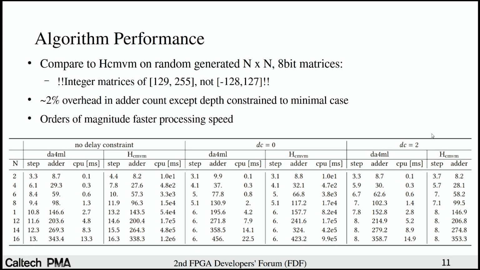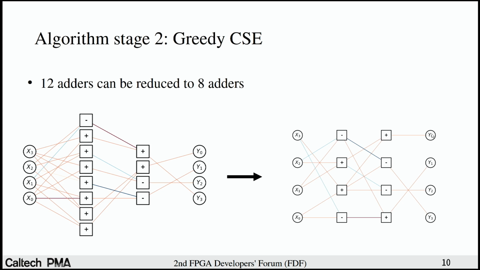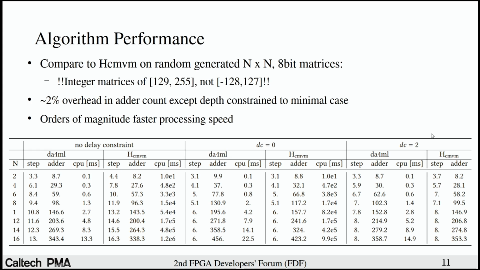So the algorithm I mentioned compares to HCMVM, which is the current SOTA, though a bit from 10 years ago. It has almost identical performance when the delay constraint is not imposed, or is not imposed to the maximum extent. Basically, you have to require the adder depths to be exactly the same. So in this case, it's the same. You need at least 2 layers of adders. But in some cases, this will be different, or actually in most cases, it will be different.